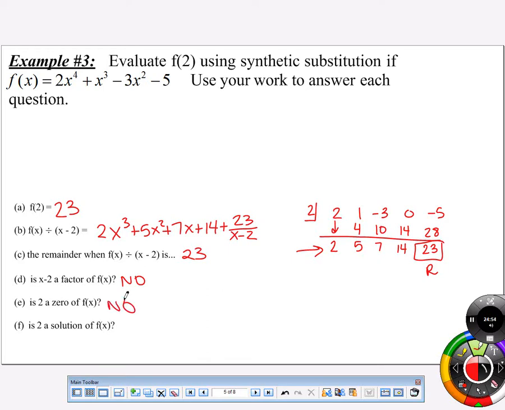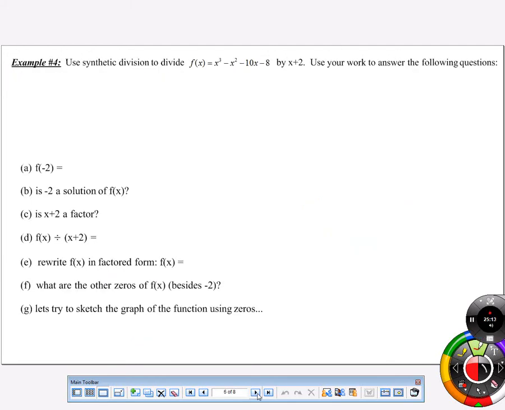Is 2 a solution of f of x? No. Question F is no different than question E because solution is a word that is synonymous with 0. Okay. So this little piece of work can find all these different things for you. That's kind of the idea. Okay. All right, so here is another one.